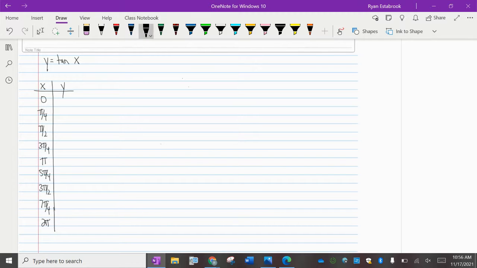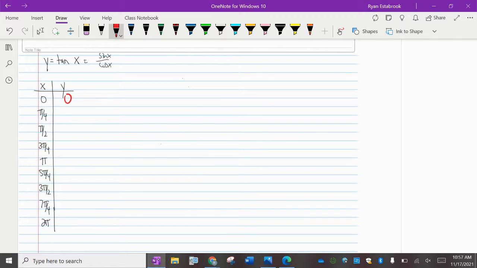Now, tangent, recall, is sine over cosine, and we're going to try to use that to our advantage here. Knowing the unit circle is very helpful. So starting with 0 radians, the sine of 0 is 0. The cosine of 0 is 1. 0 divided by 1 is 0. So there will be a point at (0, 0).